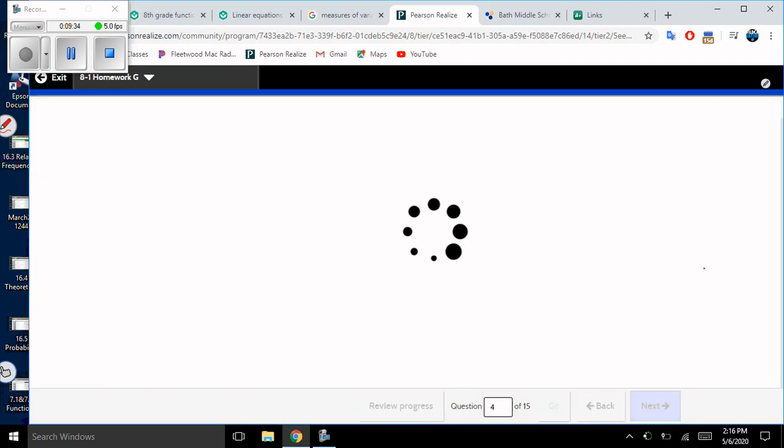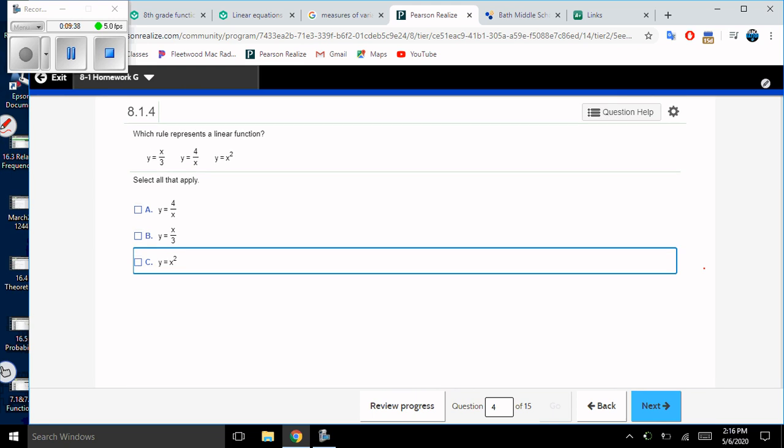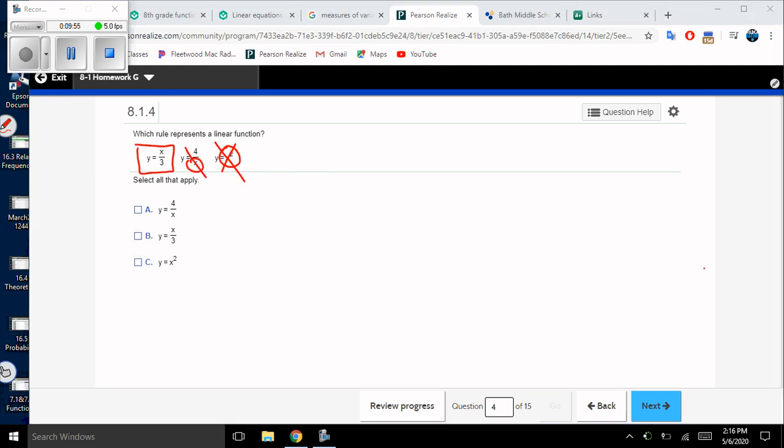Moving on to this scenario, which rule represents a linear function? In this case, we talked about this one pretty in depth already. We feel as though this one is in essence y equals 1/3 x. We already know that because this is an x squared term, that one's not going to work, and because x is on the bottom here, that one should not work. So they're trying to fool us here a little bit.